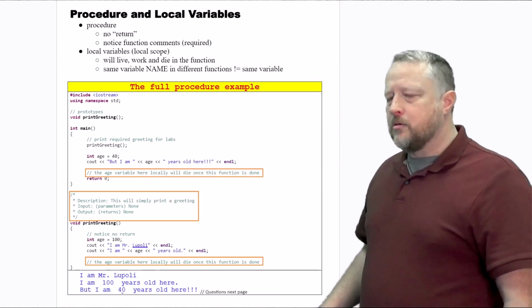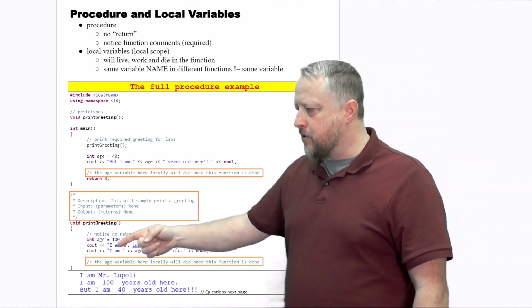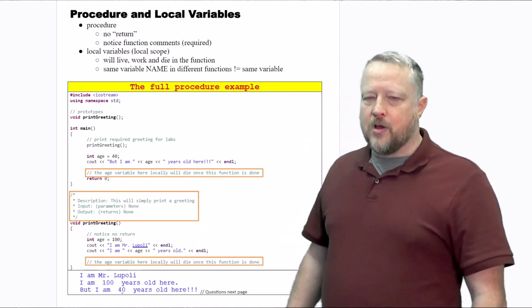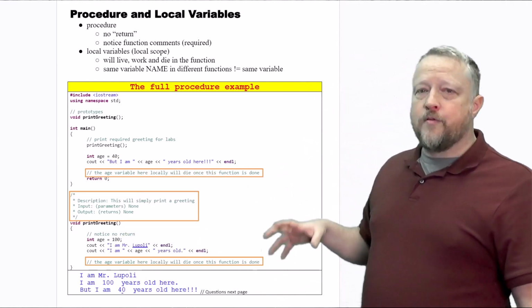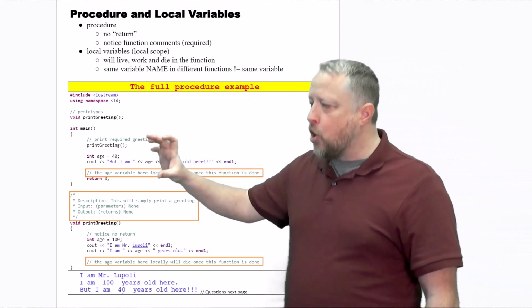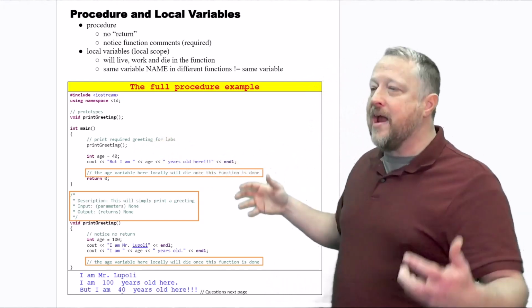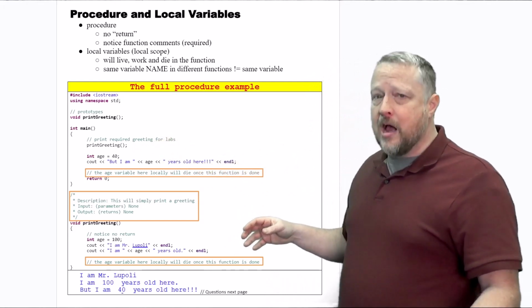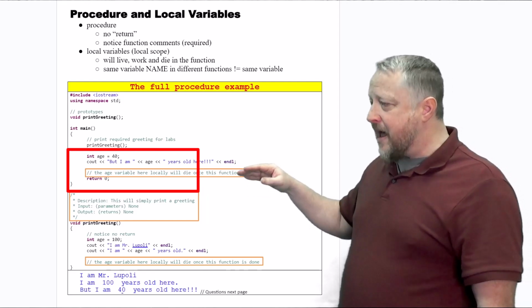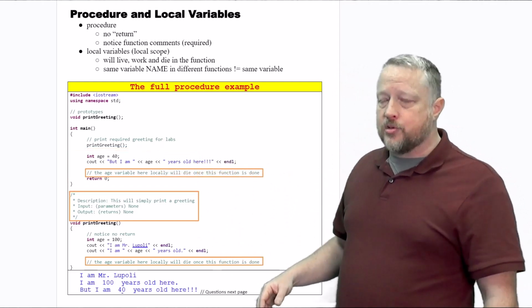Now, wait a minute. They're both named age, and that one's named age. Well, local variables. That age 40 is local to the main. To be honest with you, its domain, as I'll call it, is being highlighted right now, but it's from that line on down to the return of 0. That's where it can be used.